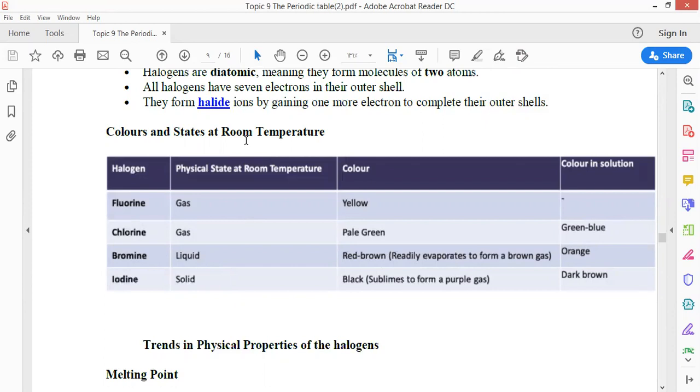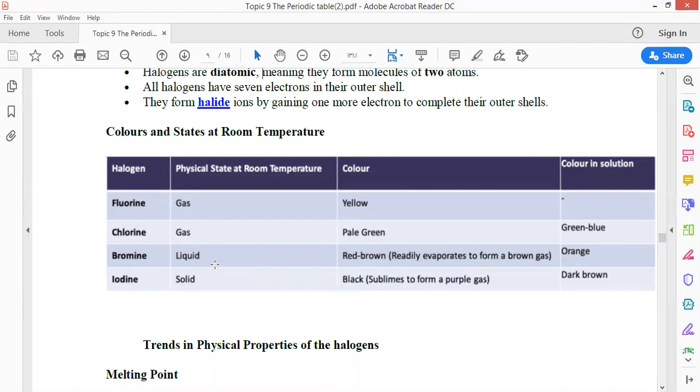Physical state at room temperature. Actually, I'm talking about halogens: fluorine, chlorine, bromine, and iodine. What about the trend in physical state? Fluorine is a gas. Chlorine is a gas. Bromine is a liquid. Iodine is a solid. Gas, gas, liquid, solid. So by going down through group number 7 in the periodic table, I'm moving from gas to solid.